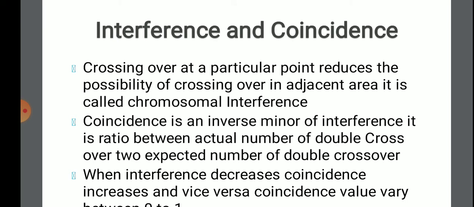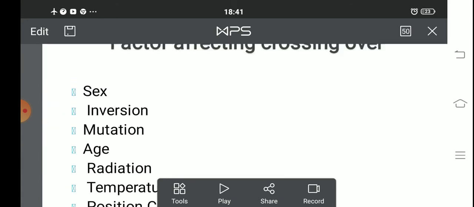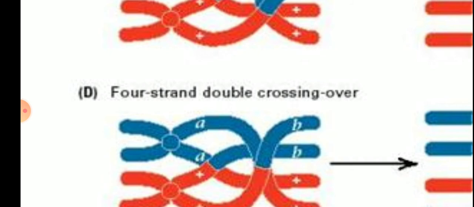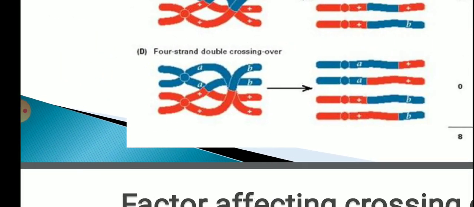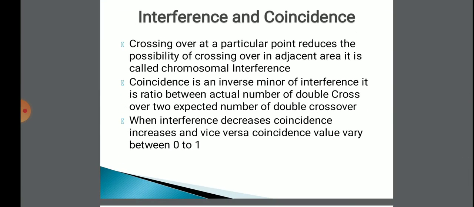Now two terms are there, interference and coincidence. What is interference? As we discussed earlier, when there is chiasmata formation on a chromosome, up to a certain limit no more chiasmata are formed due to the physical factor. As we have seen in the chromosome diagram, when one chiasma is already formed, there will be less probability that another chiasma would be able to form because of the physical factor. This is called interference. Interference decreases the crossing over because of the chiasmata formation.